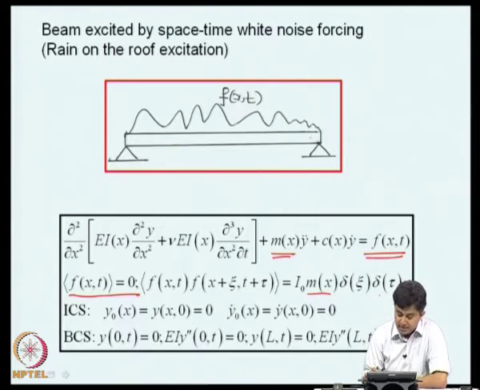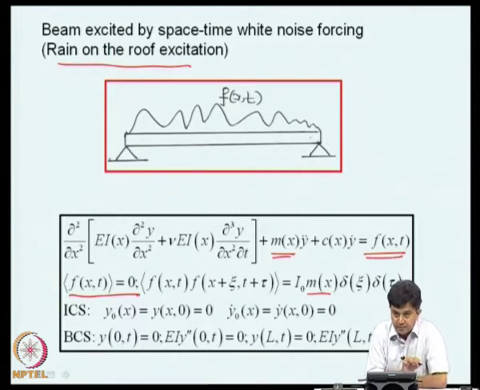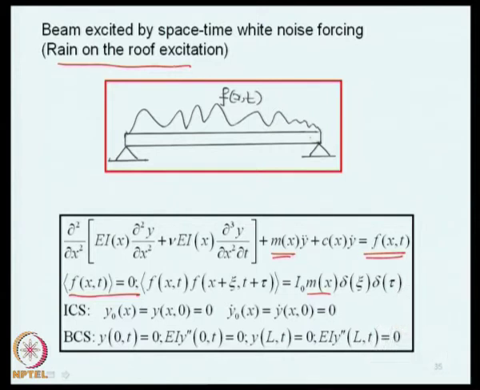This type of excitations are known as rain on the roof excitations. This is used in response of structures to say boundary layer turbulence and in problems of high frequency vibration analysis. At some point we will return to this usefulness of these models, but right now we will analyze this problem.